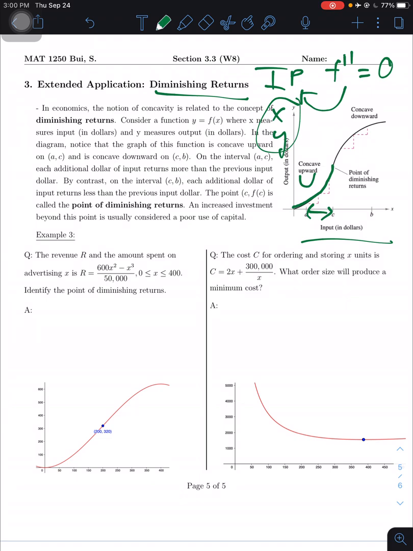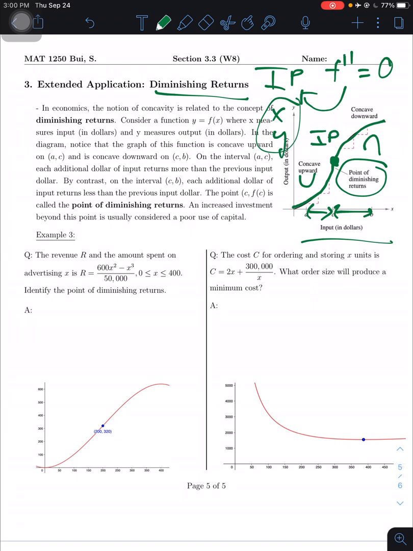Then it concaves downward on C to B, meaning from here to here. If you extend this one, you will see that it is concave downward, like an upside down U. The point in between where the change happens, we call the inflection point in math terms, or the point of diminishing returns in economics.